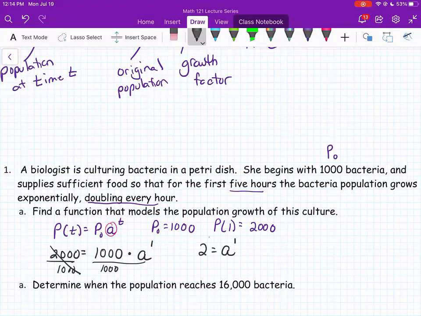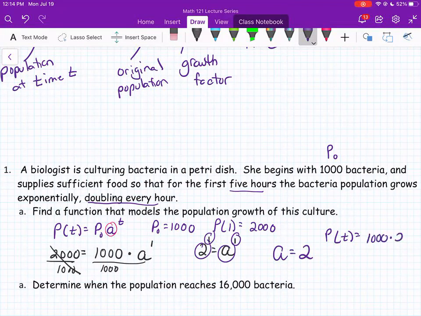Notice this is the same as 2 to the first. So since our exponents are equal, our bases have to be equal, and a equals 2, giving us the equation that p of t is equal to 1,000 times 2 to the t power.